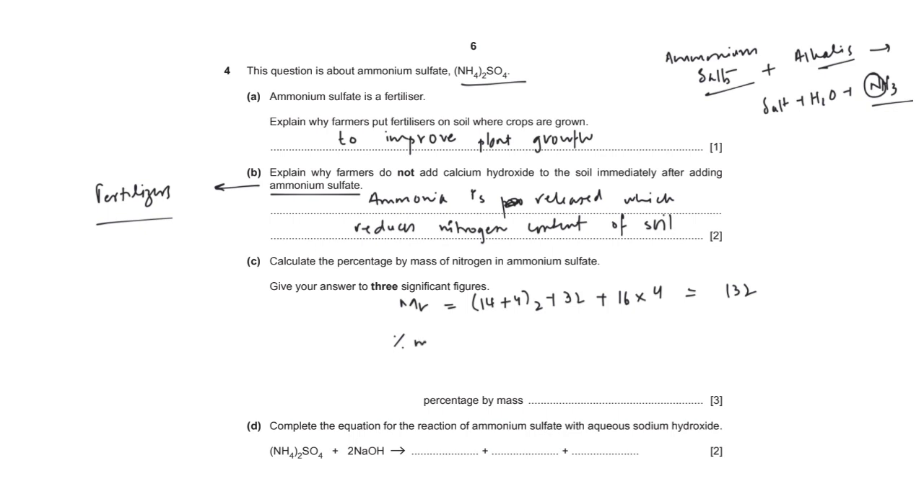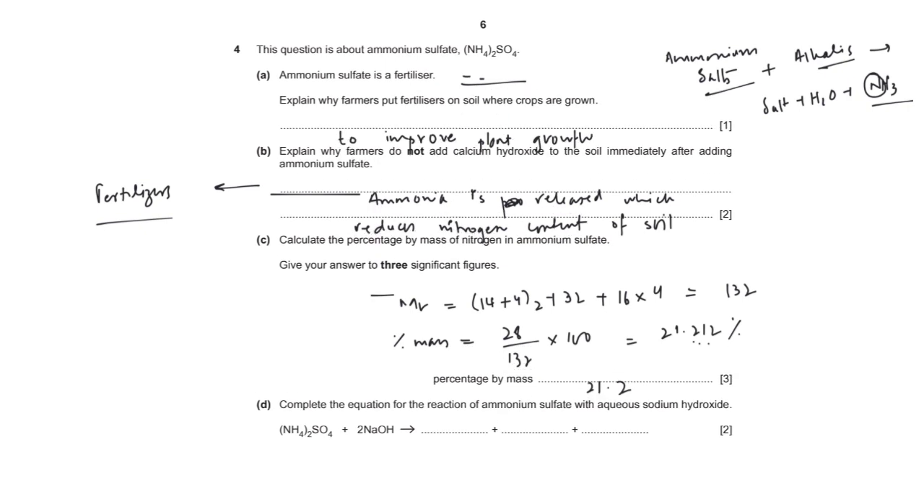And to calculate the percentage mass of nitrogen, you will have to put the mass of nitrogen in the numerator. There are two nitrogens, so you'll have to take the mass of two nitrogen atoms, which would be 28, divided by 132, multiplied by 100, and the answer will be 21.212%. So he's asking you to give your answer to three significant figures. The third significant figure is 2, so we'll have to include it: 21.2.